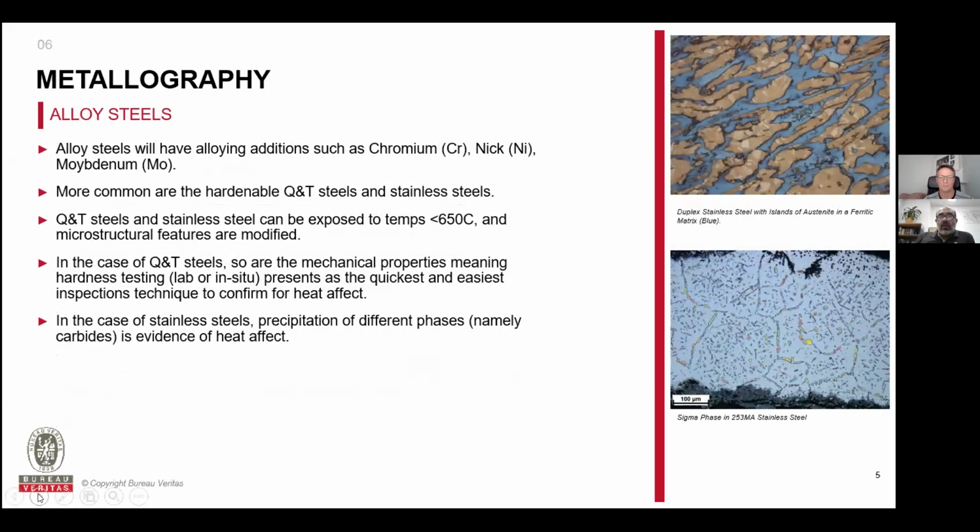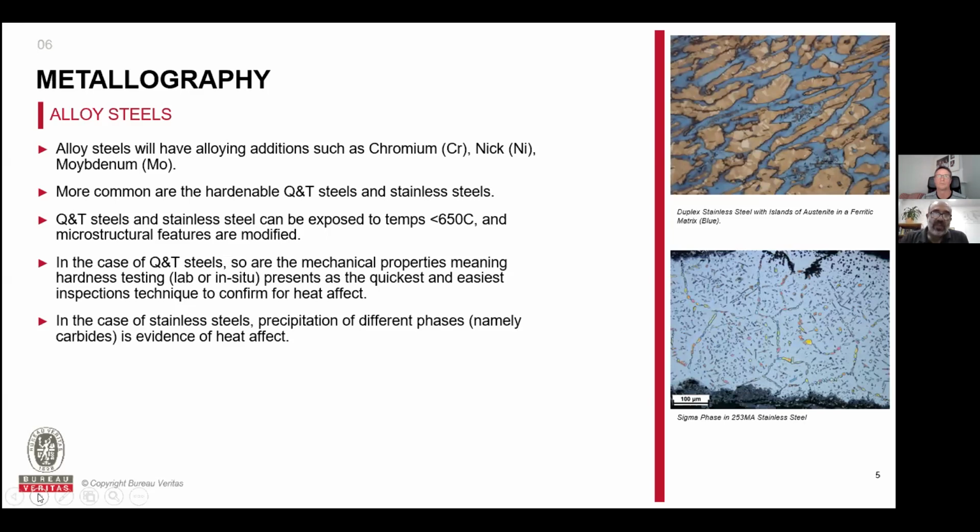Now, on the other hand, alloy steels are a little bit different. They'll have an alloying addition to the steel, in addition to carbon and manganese. There'll be chromium, molybdenum, nickel, at various levels, and those levels dictate what sort of properties you tend to have. The more common ones are your hardenable quench and tempered steels and stainless steels.